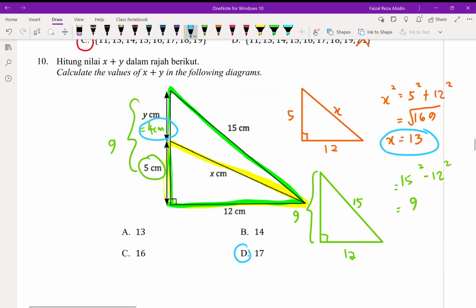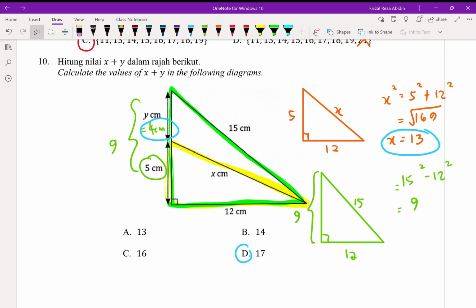Can, class? This is easy. Yes. Okay, I stop here. There, 59 minutes for our number 1 until number 10. I stop here first.